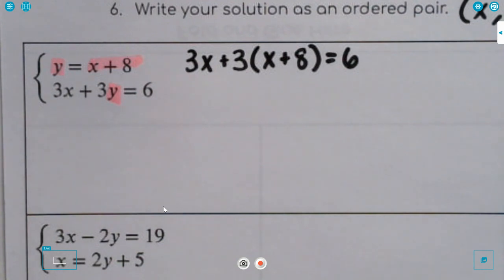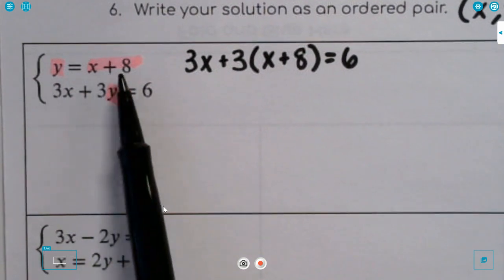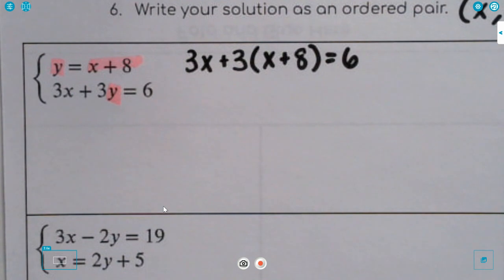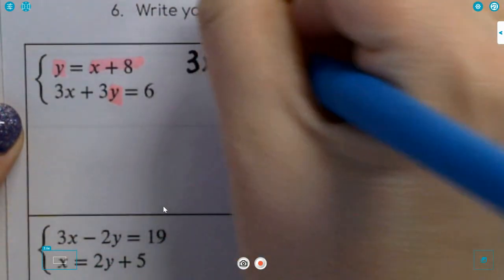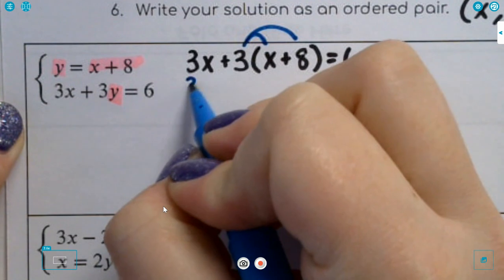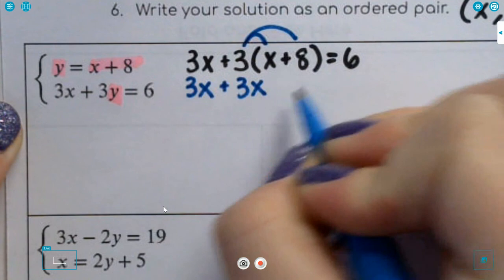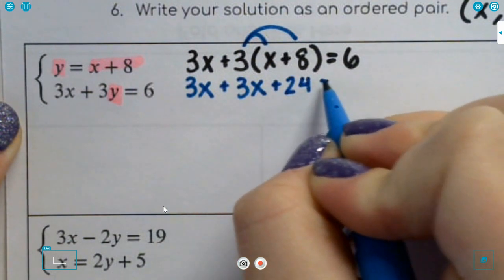Okay, so that is step 2, substituting. When I substitute, I replace. So I replace the y with an x plus 8. And the reason I'm allowed to do that is because y equals x plus 8. Okay. From here, I solve. So I need to distribute, combine like terms, solve for x. I'm going to distribute this 3 to x and 3 to 8. So 3 times x is 3x. 3 times 8 is 24. Equals 6.